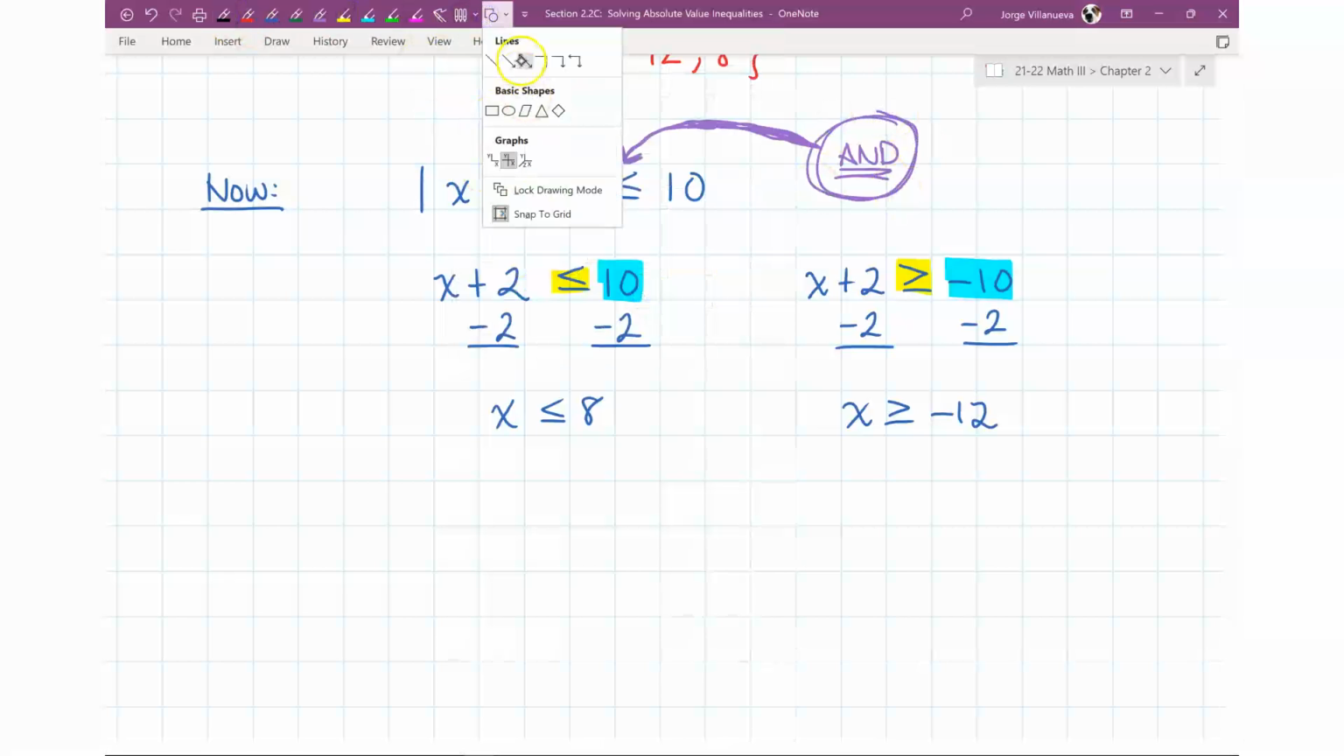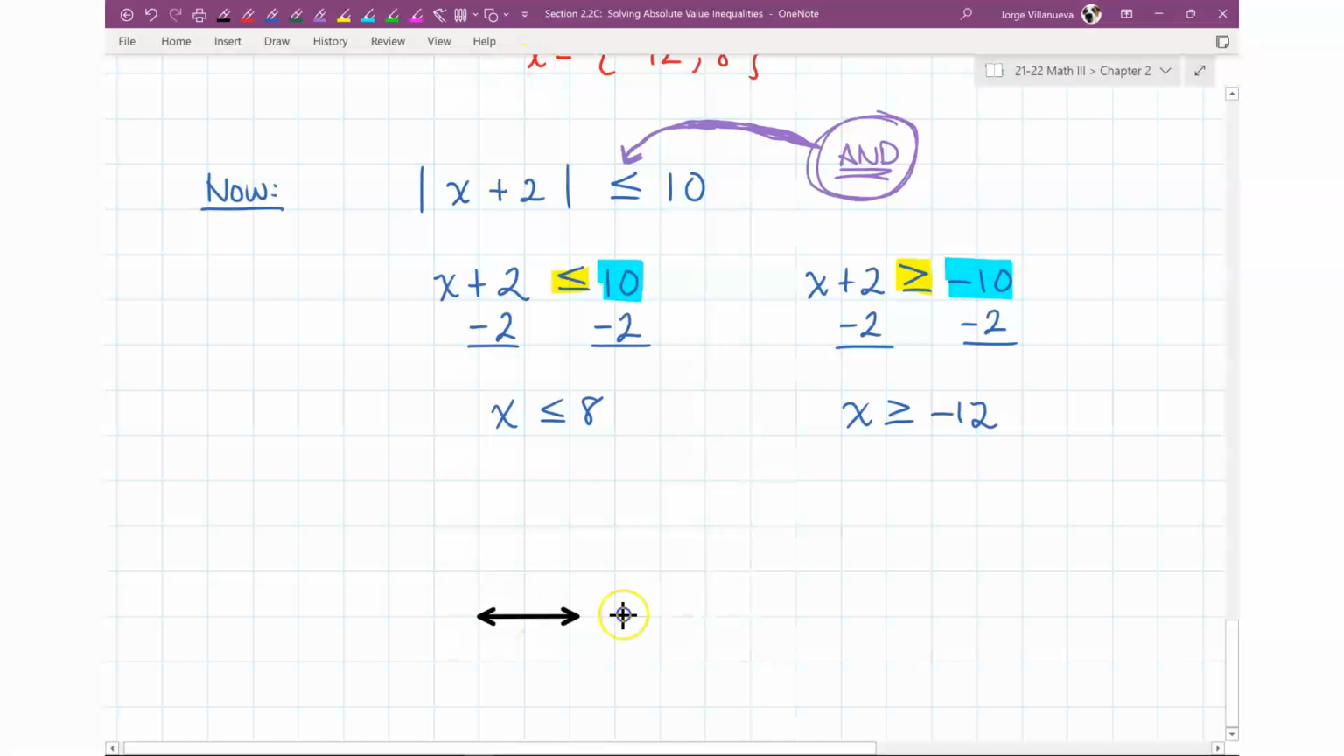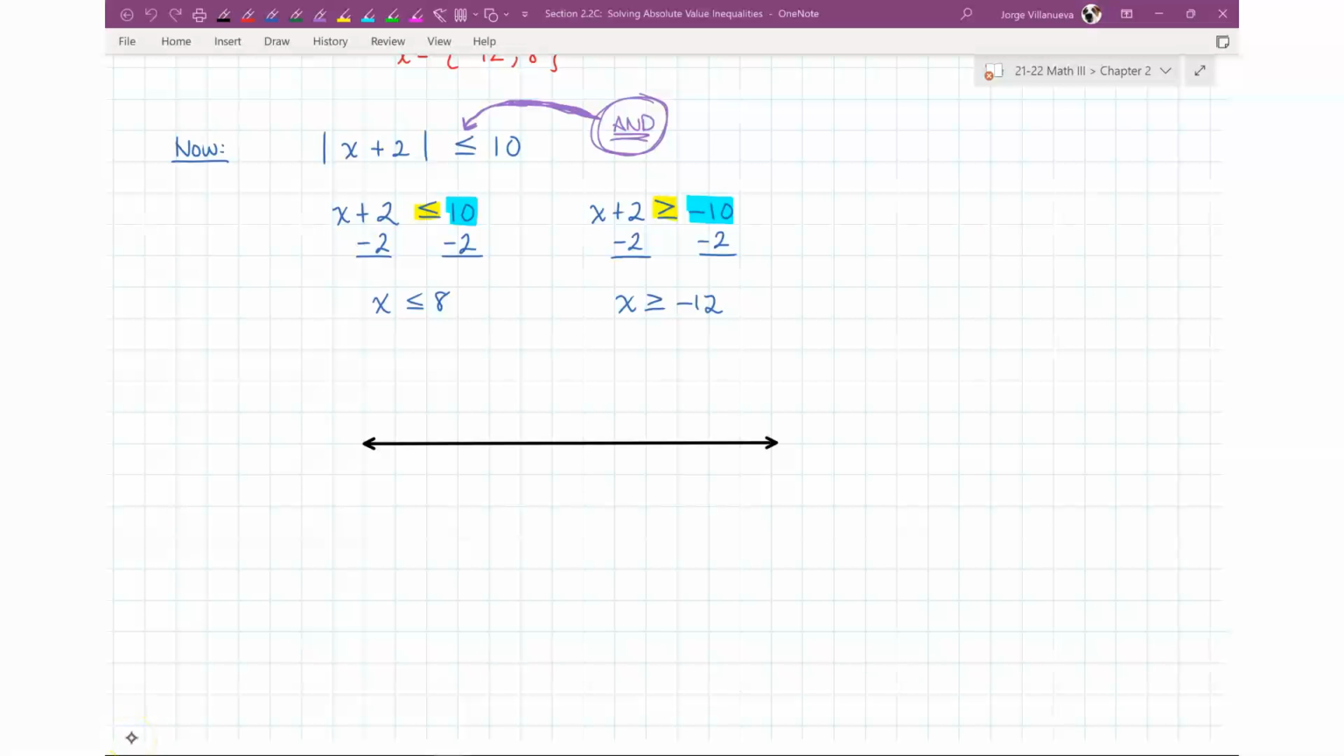Whoops, that's the wrong type of graph. All right, I need an 8 and a negative 12. That's a long way to go. So I'm going to go by 4s. So let's go ahead and graph this. I need a negative 12, so I'll go negative 16, negative 12, negative 8.